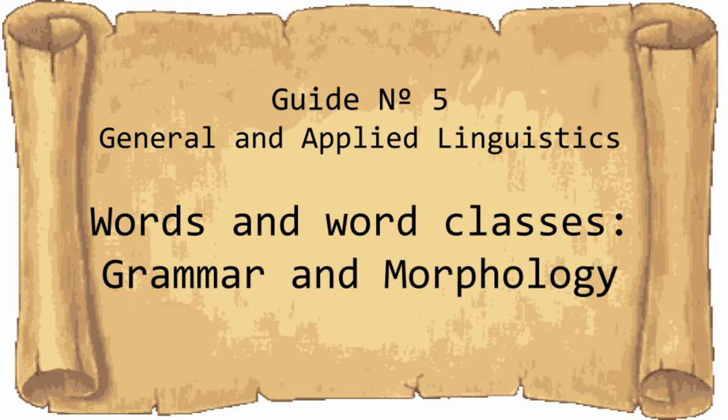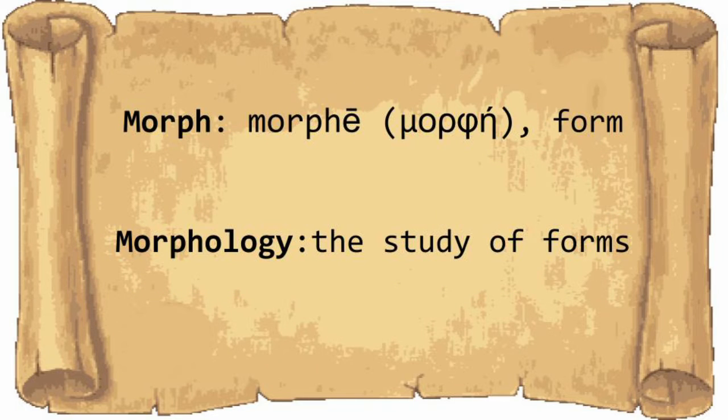This time we're going to talk about grammar and morphology. To better understand, we first are going to check some definitions. Morph comes from the Greek word morphe, that means form. So, morphology literally means the study of forms.